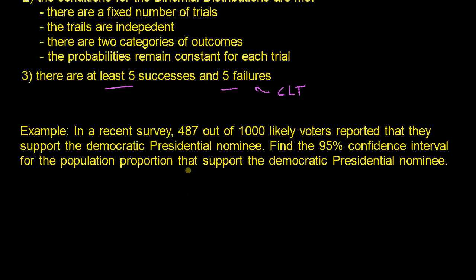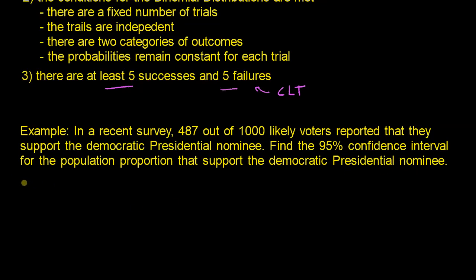All right. Let's go ahead and read through this first example. Let's calculate our first confidence interval. In a recent survey, 487 out of 1,000 likely voters reported that they support the Democratic presidential nominee. Find the 95% confidence interval for the population proportion to support the Democratic presidential nominee.